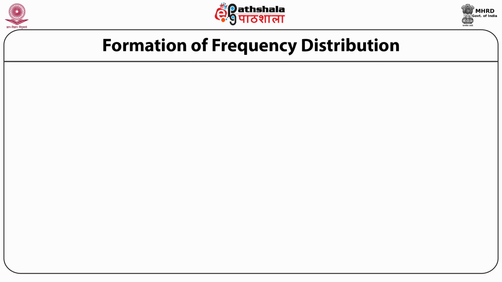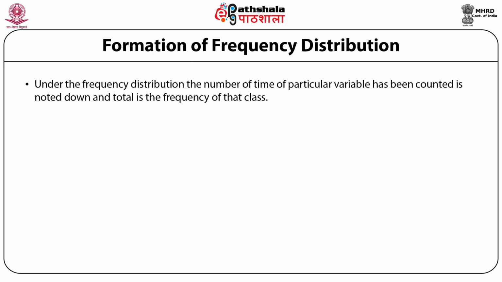Now the formation of frequency distribution. Under the frequency distribution, the number of times a particular variable occurs is counted, noted down, and the total is the frequency of that class. In other words, we just count the number of times a particular value is repeated, which is called the frequency of the class.